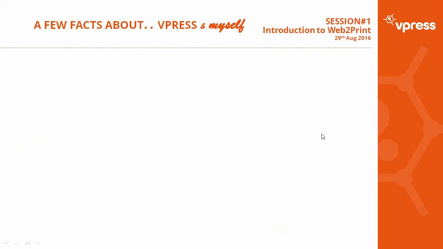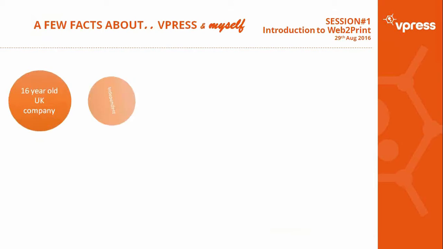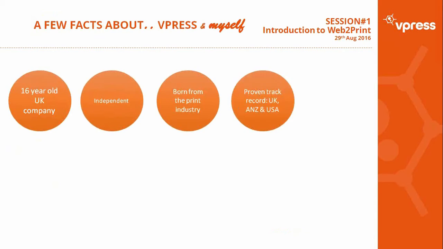So moving through. A few facts about Vpress and a little bit about myself. Vpress is a 16-year-old company. There's no real hard sell here. This is just a bit of information. We're 16 in February 2017. We're completely independent. We don't have any print arm, no design or creative arm. We're not owned by a print management company. We're a completely independent company that's sustainable.